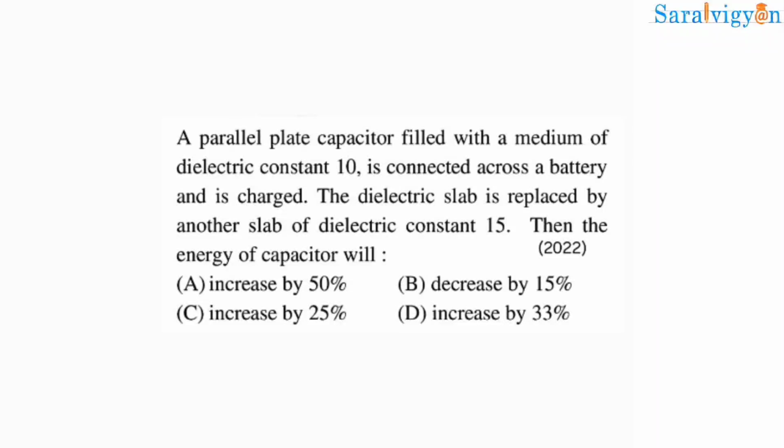A parallel plate capacitor filled with a medium of dielectric constant 10 is connected across a battery and is charged. The dielectric slab is replaced by another slab of dielectric constant 15. Then the energy of the capacitor will: A. increase by 50%, B. decrease by 15%, C. increase by 25%, and D. increase by 33%. So we know that in the case of a capacitor filled with a dielectric, the energy will be half kCV square.